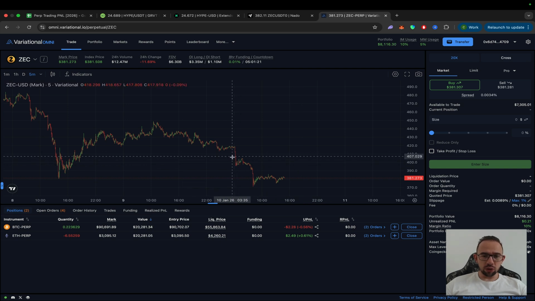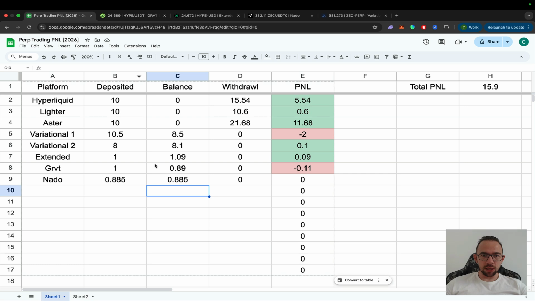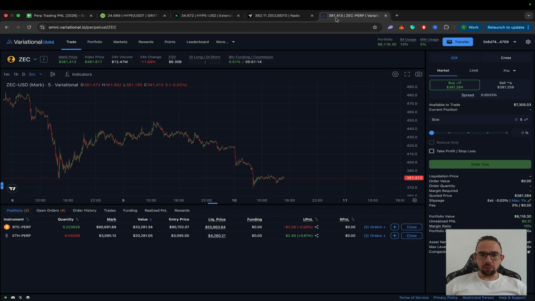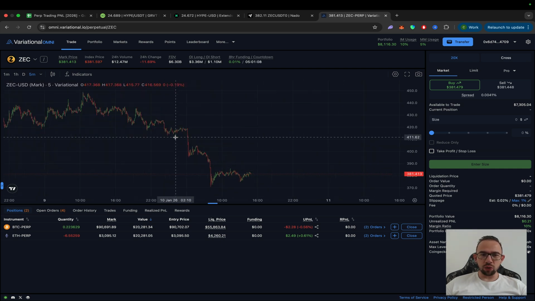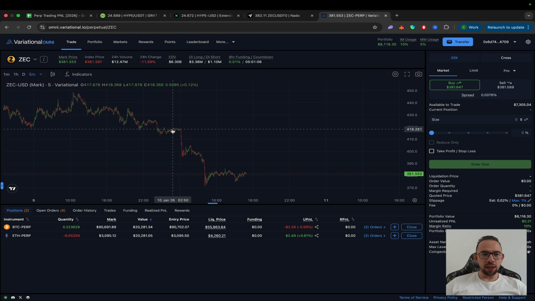I have two Variational accounts right now that you can see in my tracker, and it's running pretty good. Because of that, there are several trades happening during the day. Let's say you open it here or there and it crashes, and then you close it or you move the stop loss. But at a certain point, you want to take the money off the table and open a new trade, right? That's why the volume is stacking up quickly.